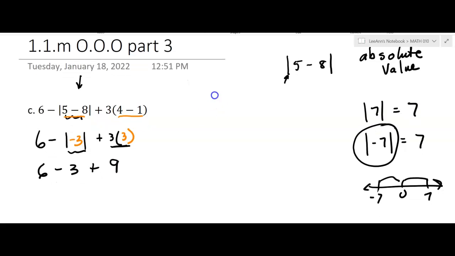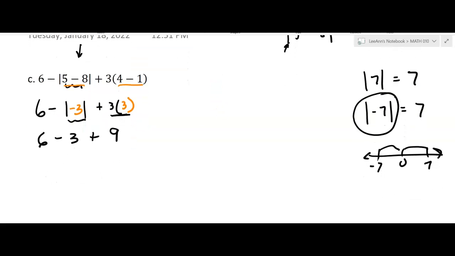Now, we have to be careful on this next part. Because remember, addition and subtraction, you don't do all the addition and then all the subtraction. You go left to right. So first we need to do 6 minus 3. Well, 6 minus 3 is 3. Then we're going to do plus 9. And then 3 plus 9, that's going to be 12. Okay, so a couple things going on in that problem.